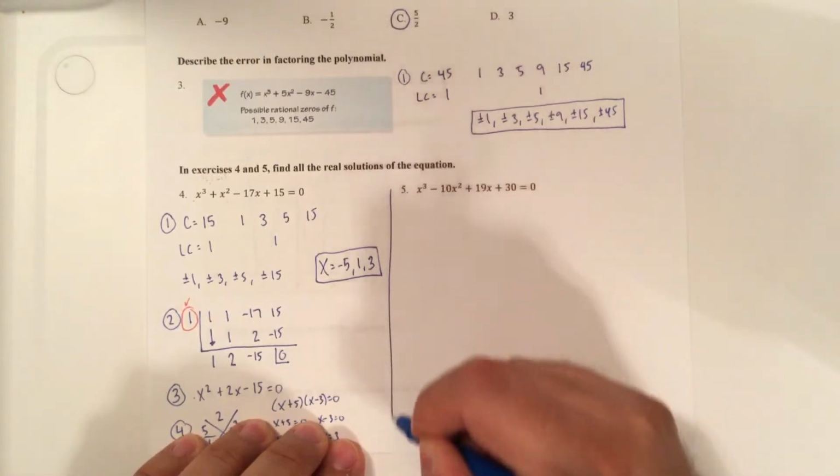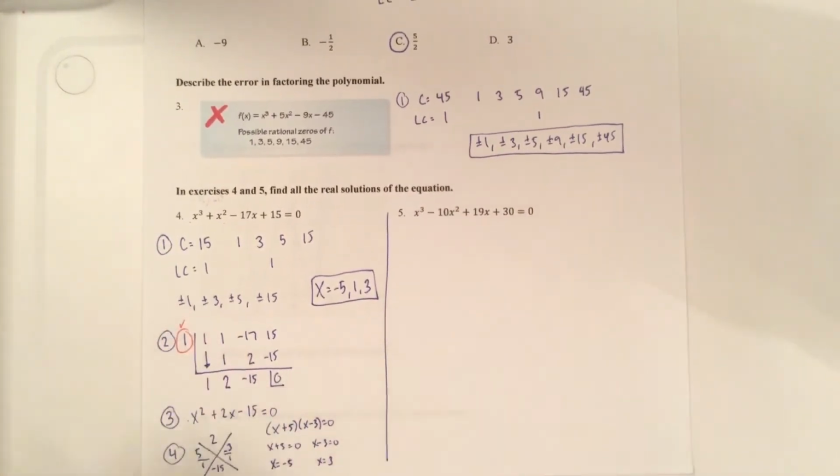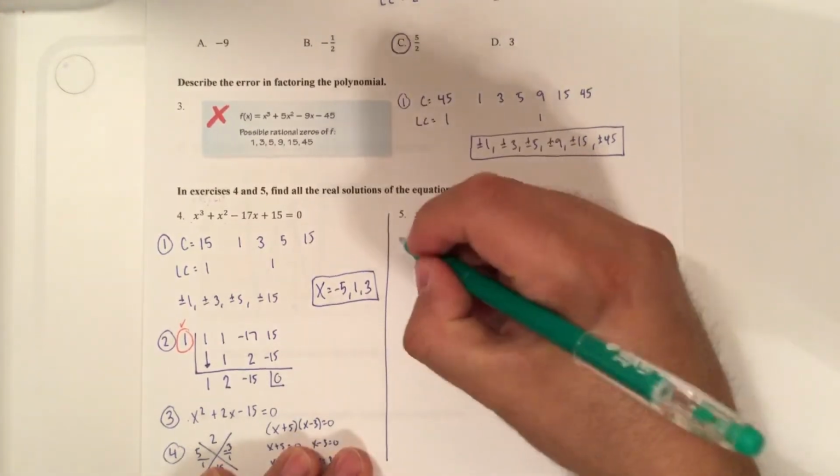All right, let's take a look at number 5 now. So for number 5, same thing. You can try factor by grouping. It's not going to work, unfortunately. So let's go through the process again.